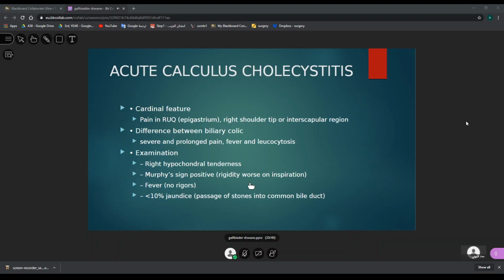Why do we say acute calculus? Is it related to calcium stones? No. Safe.